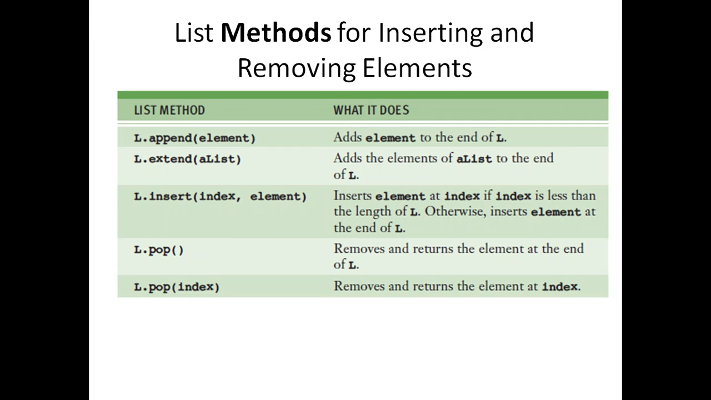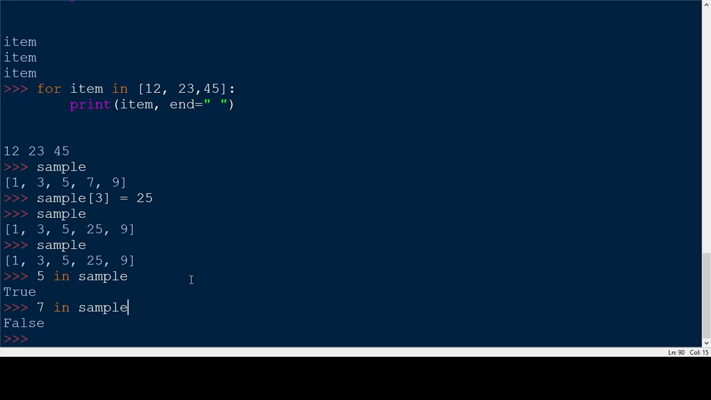Then we have list methods for inserting and removing elements. We will see all these methods. There are list methods for inserting and removing elements from a list. Let me take this. Next, I will show some other examples with a for loop also. I'll show one example with a while loop. I forgot to show one more example.